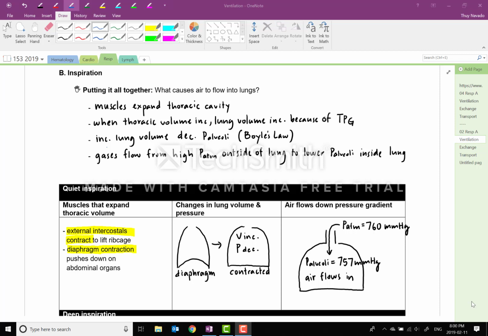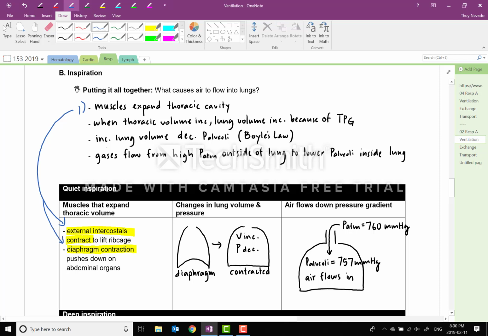The first thing that we had been talking about when it came to respiration to explain how breathing occurs is ventilation, bringing the air actually into the lungs. And you can see here that the first step is going to be muscles expanding the thoracic cavity, and those muscles are these ones that we're talking about here, the external intercostals and the diaphragm.